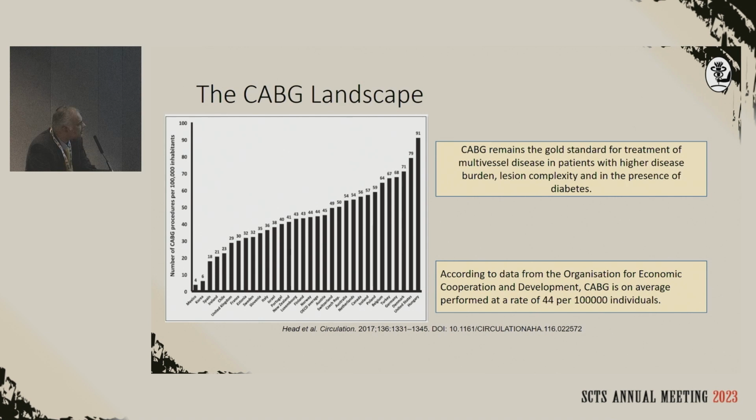So what is the CABG landscape? Coronary artery bypass grafting remains the gold standard for treatment of multivessel disease in patients with higher disease burden, with lesion complexity, and in the presence of diabetes. And I have a graph here which I've taken from one of the publications from Dr. Puska's group, which essentially shows that it is one of the most commonly performed procedures. And according to the data from the Organisation for Economic Co-operation and Development, CABG is on average performed at a rate of 44 per 100,000 individuals. So in essence, I think there's about 300,000 CABG procedures performed worldwide.